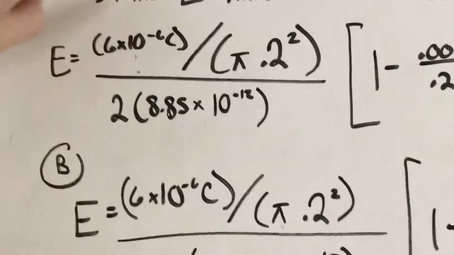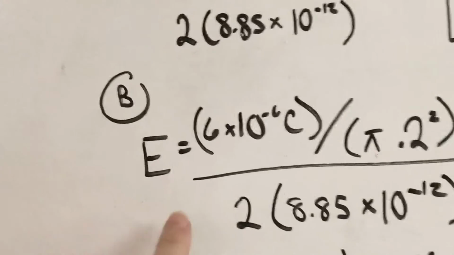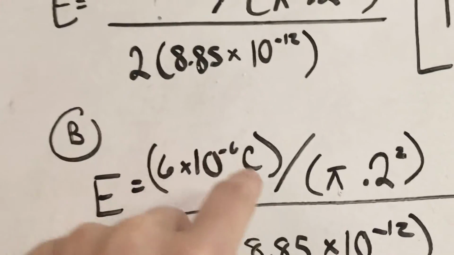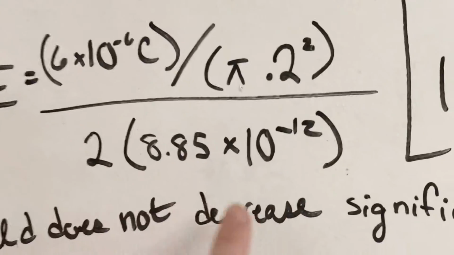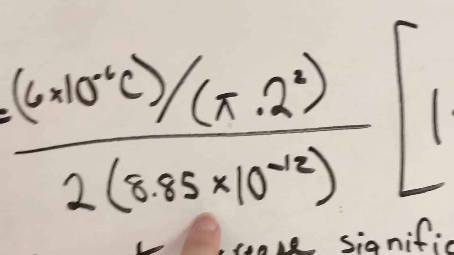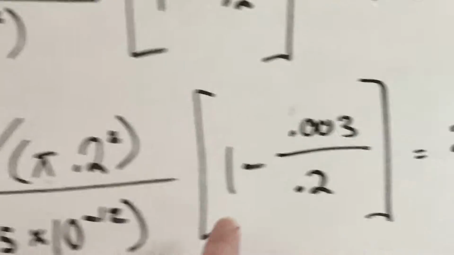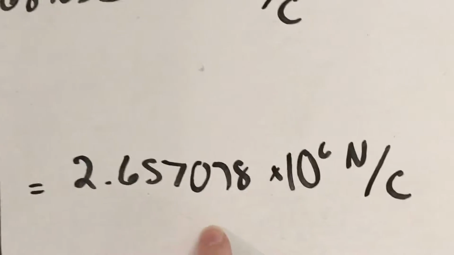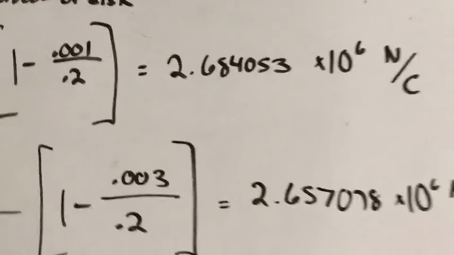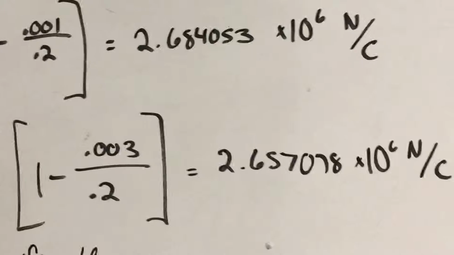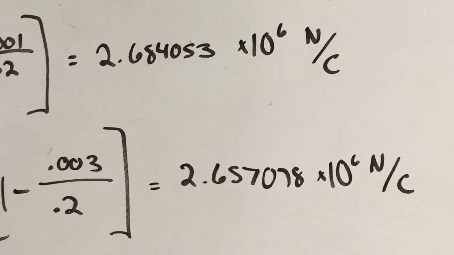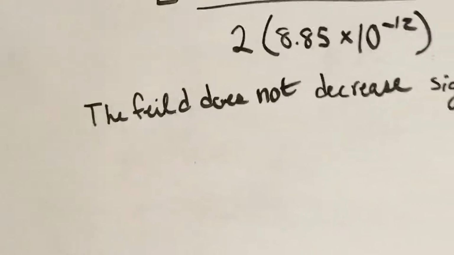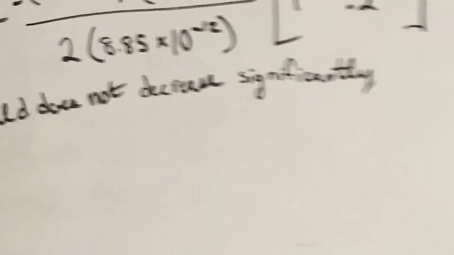Then I have to calculate the electric field if it were 3 millimeters. So I do the same thing. I have my charge divided by my area divided by 2 epsilon naught, and I get 2.657078 times 10 to the 6. As you can see, there is no significant decrease at all. So therefore, I came to the conclusion that the field does not decrease significantly.